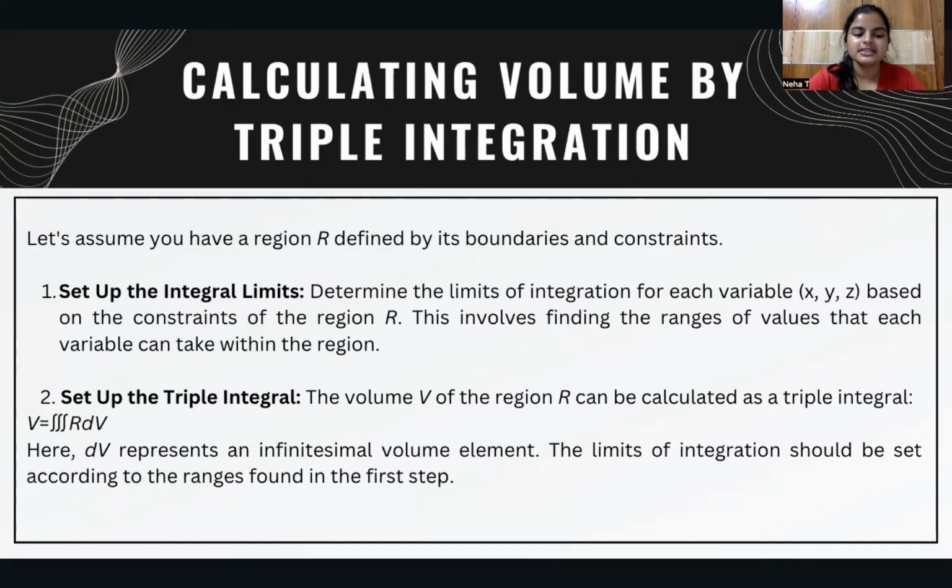So the next step is set up the triple integral. The volume V of the region R can be calculated as a triple integral. That is, V is equal to the triple integral over R of dV. So dV here is the infinitesimal volume. V is the total volume and dV is the infinitesimal volume element. The limits of integration should be set according to the ranges found in the first step. So in the first step, we are taking the limits. So the limits of integration will be taken according to the ranges we saw in the previous step.